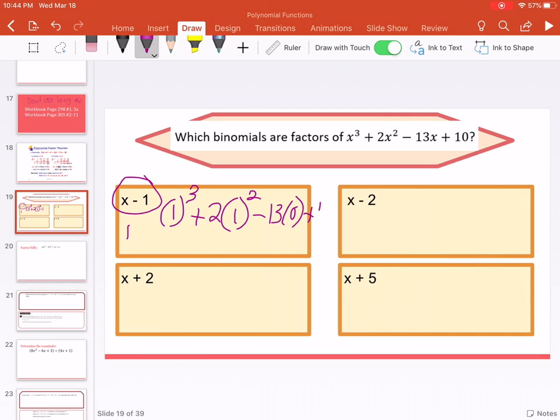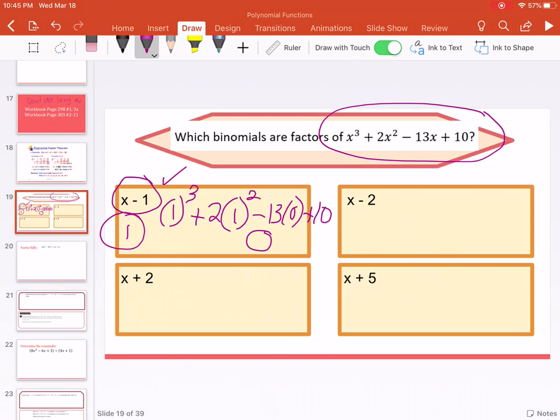type that in my calculator. If I end up with a remainder of 0, it means that x minus 1 is a factor. In other words, if I were to graph this equation on my graphing calculator, I should notice that 1 is going to be a 0 of that particular polynomial. So we're just going to go ahead and check each one of these.